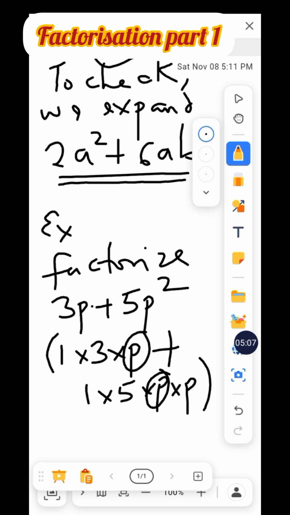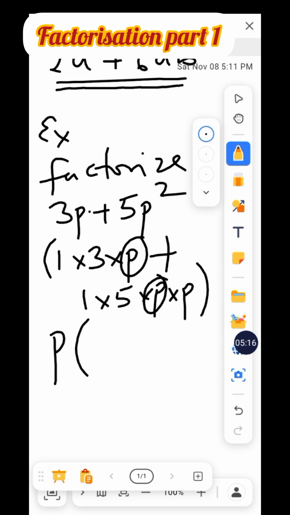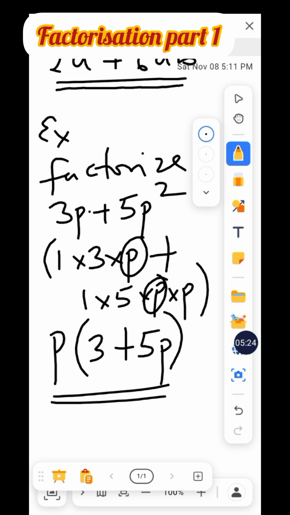If you remove 1, you can always find a 1, so there's no problem with 1. So we bring out what is common, which is p, into bracket 1 times 3, that's 3, plus 1 times 5 times p, that's 5p. So this is the factorization of that expression.